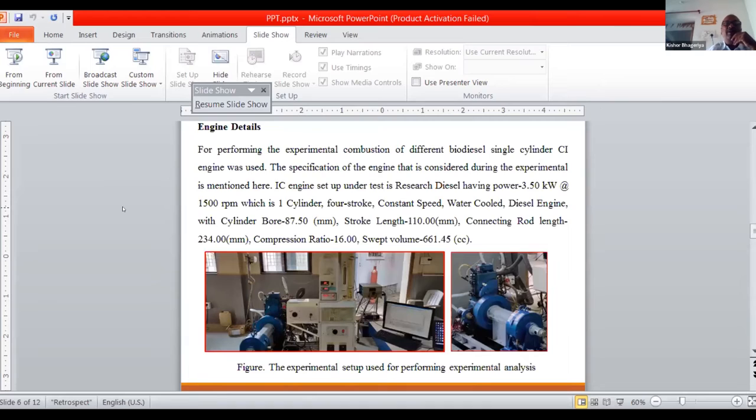Now the engine which has been used, the engine details are being described here, and the figure is also shown in the sketch. For performing the experimental combustion of the different biodiesel, a single cylinder CI engine was used. The specification of the engine considered during the experiment is mentioned here. The engine setup under test is a research diesel engine having 3.5 kilowatt at 1500 RPM, a single cylinder 4-stroke constant speed water cooled diesel engine with bore 87.5 mm and stroke 110 mm.